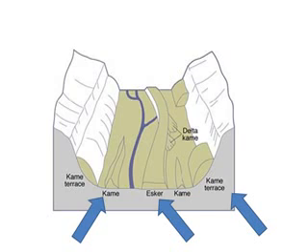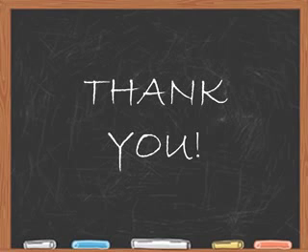A kame terrace, however, is formed by the build-up of sediment in meltwater lakes and at the glacier's edge. After glaciation, the kame terrace appears as a ridge running along the valley side. It may be confused with a lateral moraine, but analysis of the material should easily reveal its true identity.